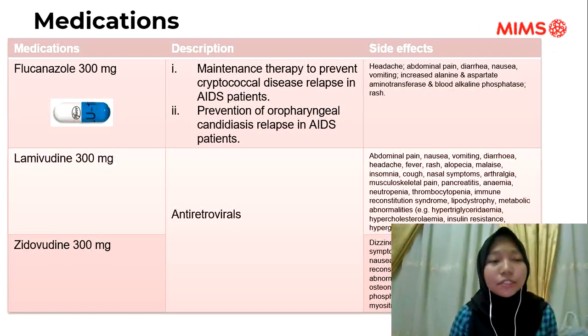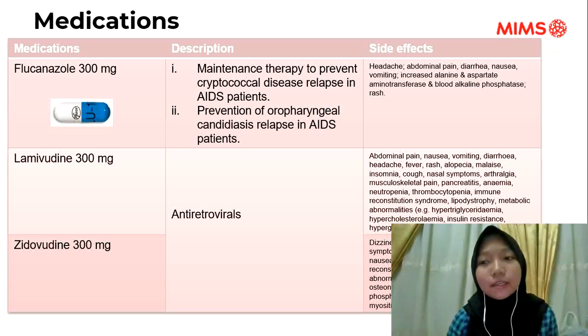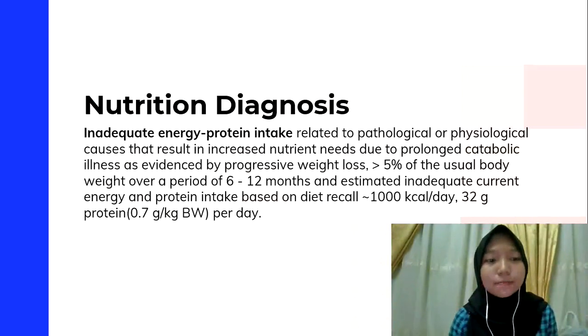For the medication, the patient is currently prescribed fluconazole, which is to maintain therapy to prevent streptococcal disease in AIDS patients, and will give side effects such as headache, abdominal pain, and in severe cases will cause diarrhea, nausea and vomiting. And the patient is also prescribed lamivudine and zidovudine, which are antiretrovirals, and these are a few side effects that the patient might have.